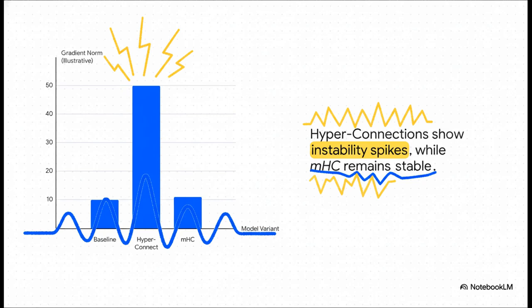This is showing the gradient norm. You can think of it as the learning signal's heartbeat. The original hyperconnect model is all over the place. These huge, scary spikes mean it's unstable. But the MHC model, it's just smooth and stable, tracking that trusted baseline almost perfectly. This is the visual proof that the constraints are working exactly as intended.